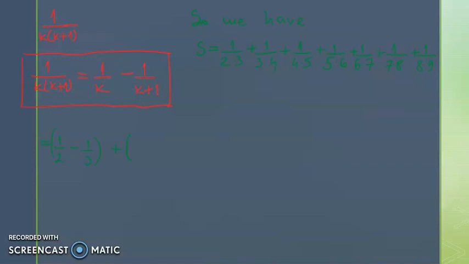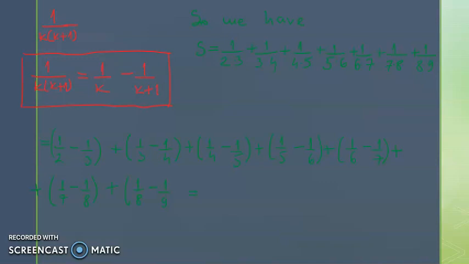plus 1 over 3 minus 1 over 4 plus 1 over 4 minus 1 over 5 plus 1 over 5 minus 1 over 6 plus 1 over 6 minus 1 over 7 plus 1 over 7 minus 1 over 8 and at the end 1 over 8 minus 1 over 9.